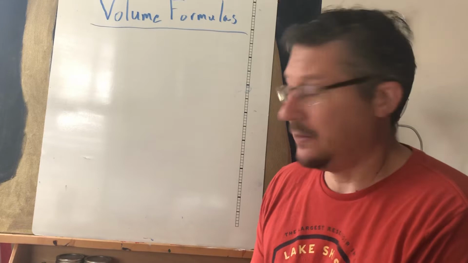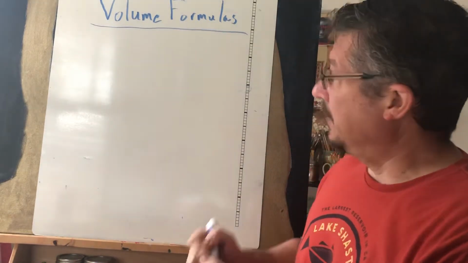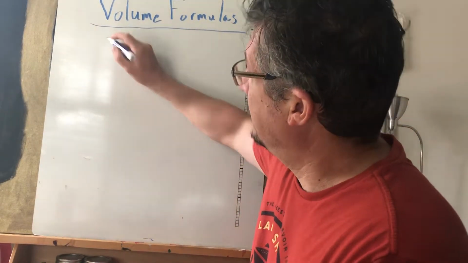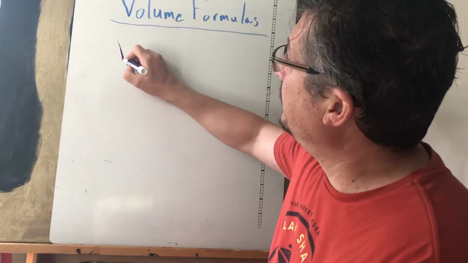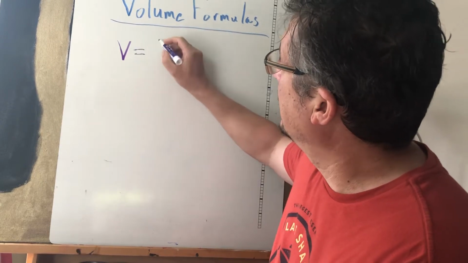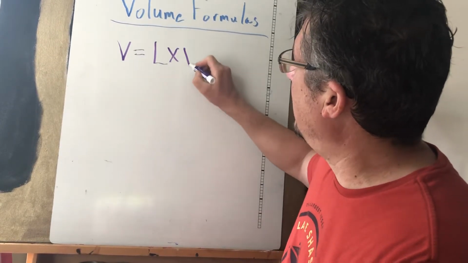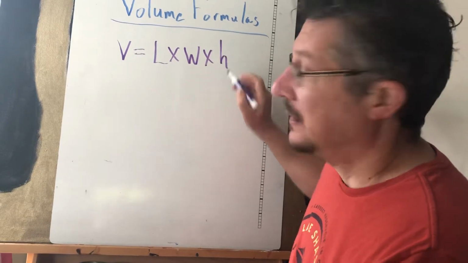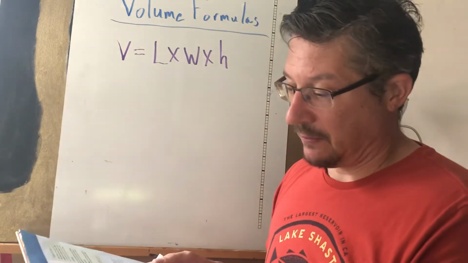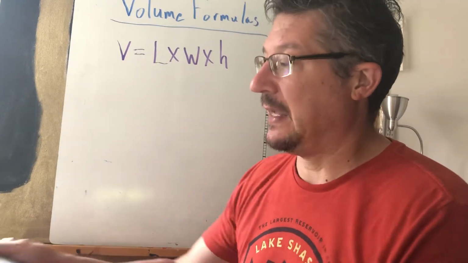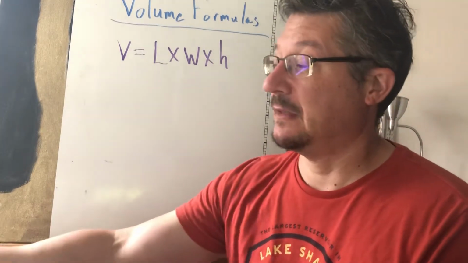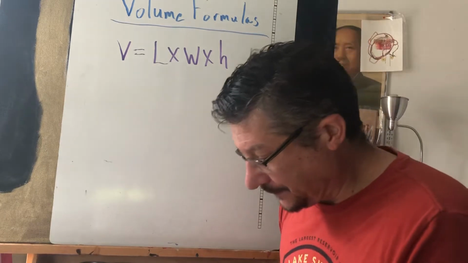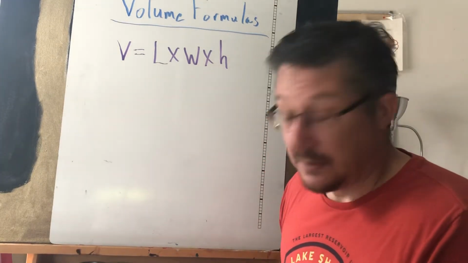Now, most of us already know the volume formula. Volume equals length times width times height. In this unit, the only thing that's going to be different and that we haven't done is they're going to ask you to find missing sides. Other than that, this is something we've done several times, so it's the same as the units before.